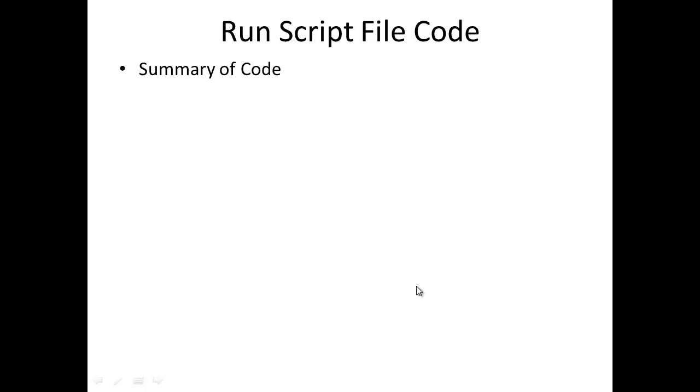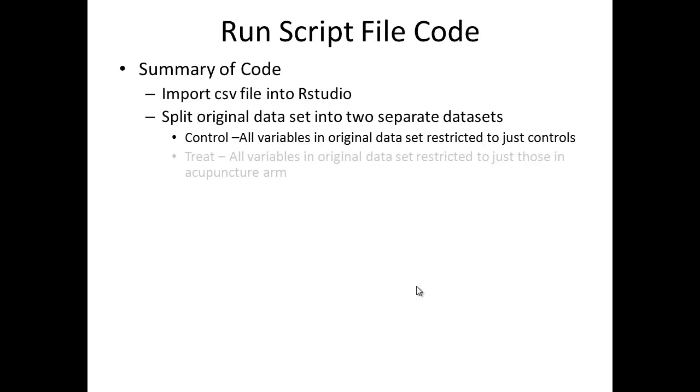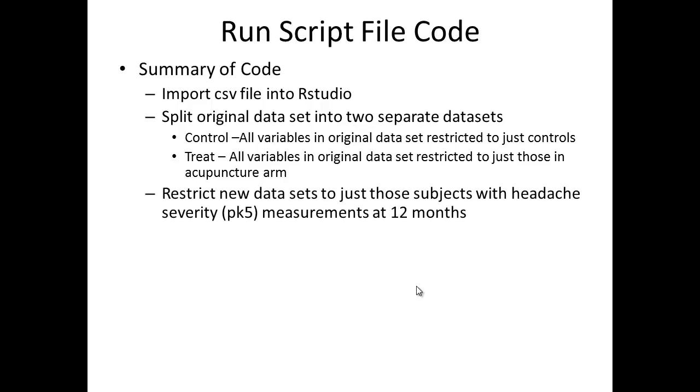And so now let's talk for a sec. So now we've got our project, we've got our script file and our data file. So now let's talk about what we need to do, what this code is going to do. Okay, so the summary is, so first we're going to import the CSV file into RStudio. Then we're going to split the original data set into two separate data sets. One data set that has all the variables from the original data set restricted to just controls. We're going to call that control. The other is going to be called treat, and that's going to have all the variables in the original data set restricted to just those in the acupuncture arm.